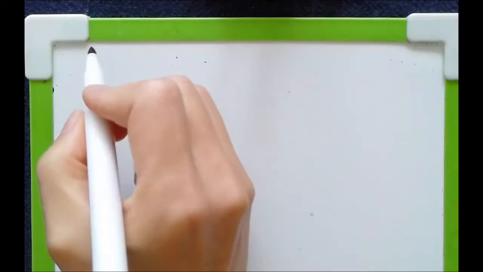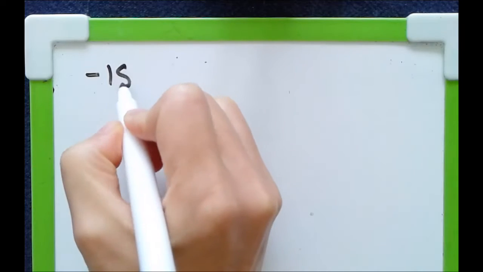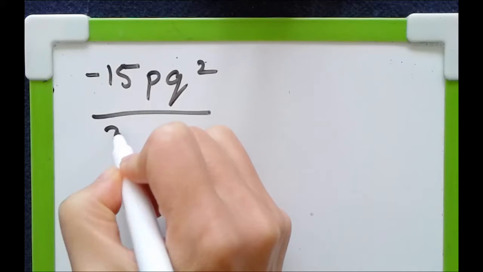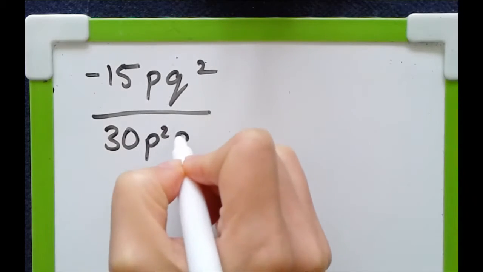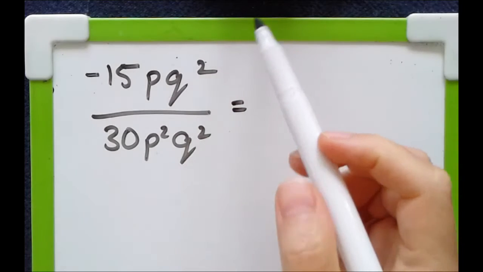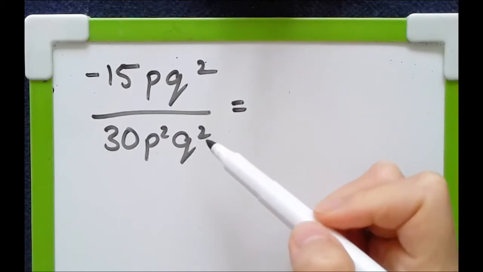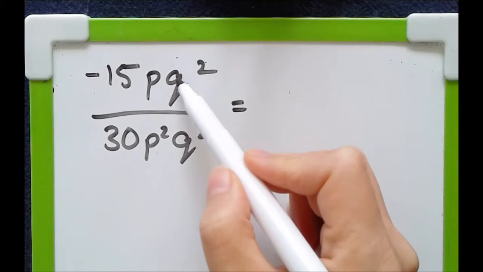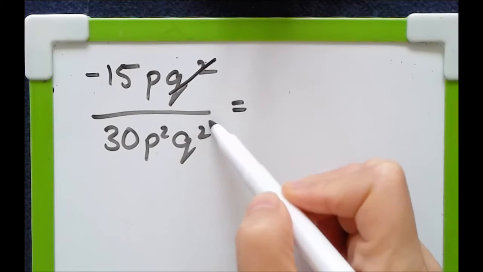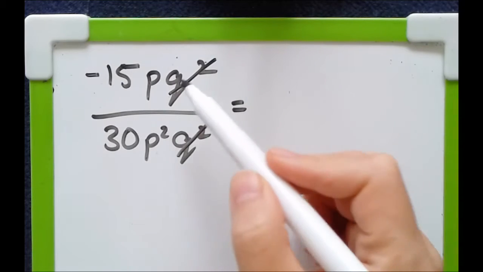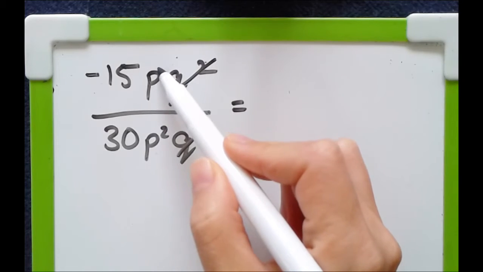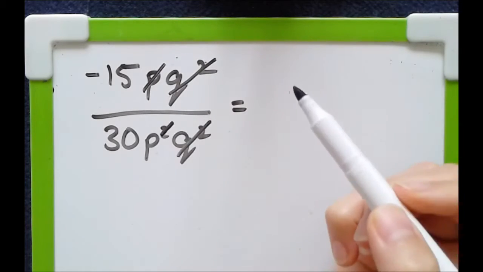So if we had negative 15 pq squared all over 30 p squared q squared. Okay, again, we could break it into factors, or you could just see that everything is joined by times. So if there's q times q, or q squared at the top, and there's q times q, or q squared at the bottom, we can cancel that straight away. Here we've got a p, and at the bottom we've got p times p. So we can cancel one of them from the bottom.